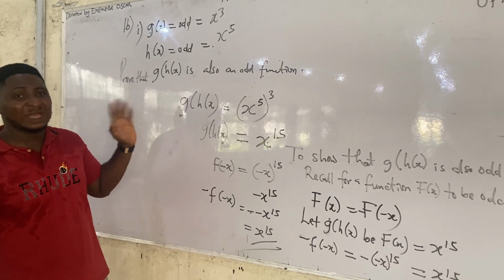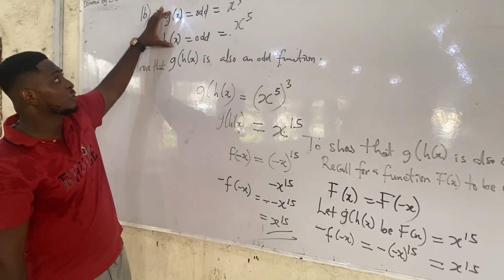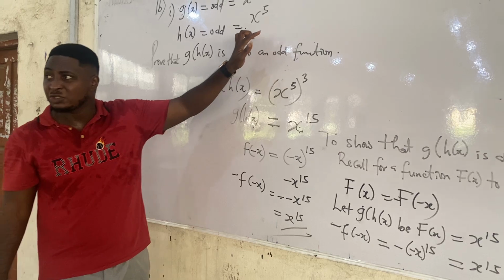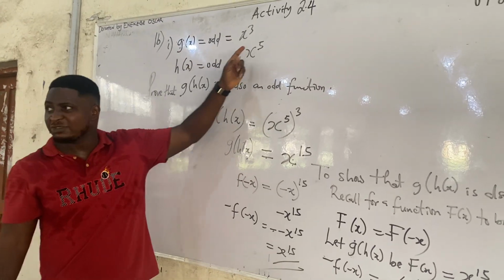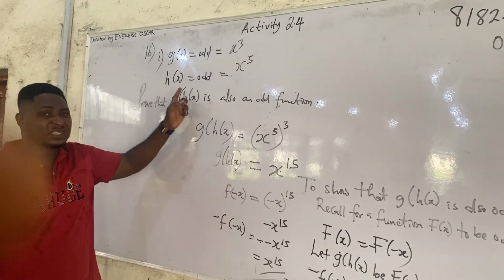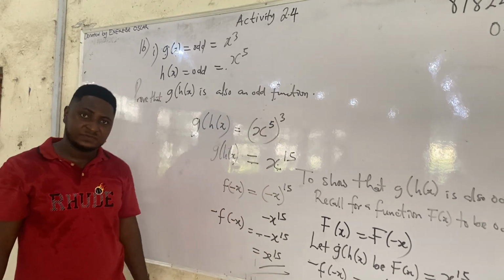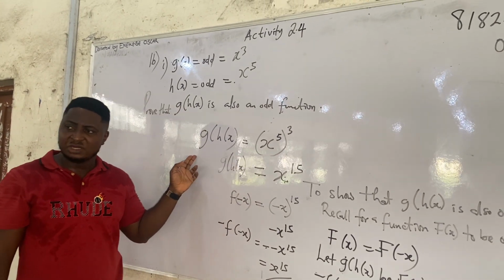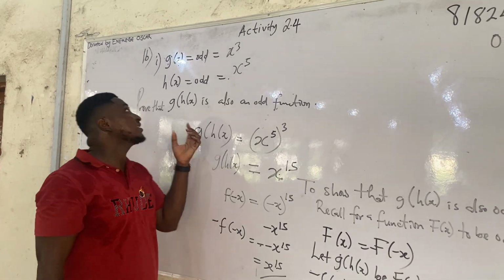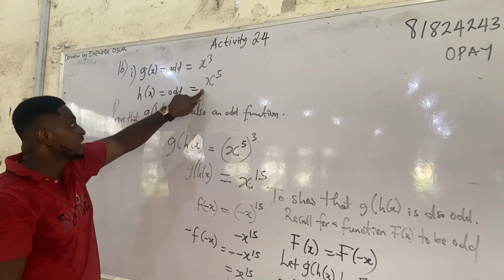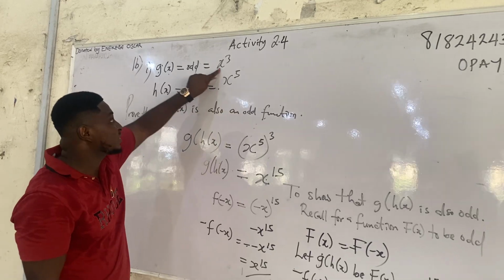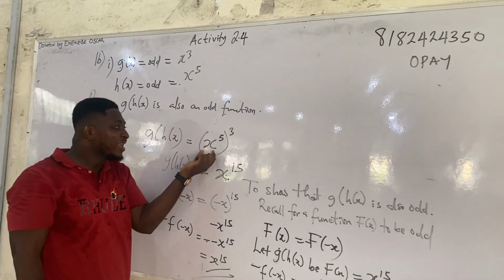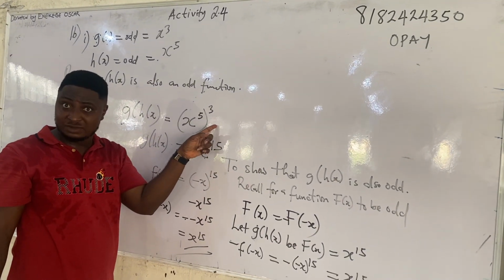Now, as I said earlier, we must bring out two odd functions. So we have found out that x raised to power 3 is an odd function. So let g(x) be x raised to power 3, and let h(x) be x raised to power 5. Now we're about to find g of h of x. g of h of x means that this h(x), x raised to power 5, will come into this function. That's why you have x raised to power 5, now raised to power 3.